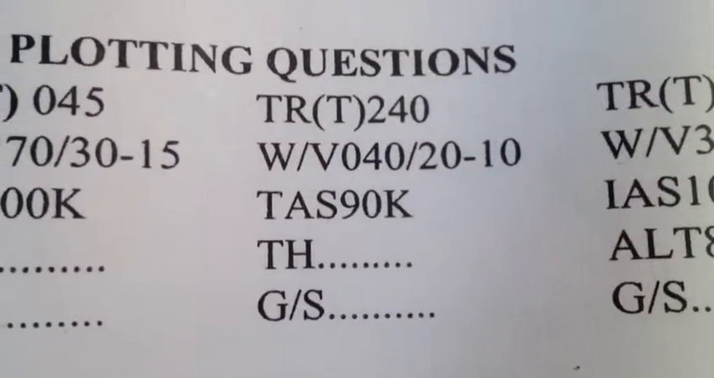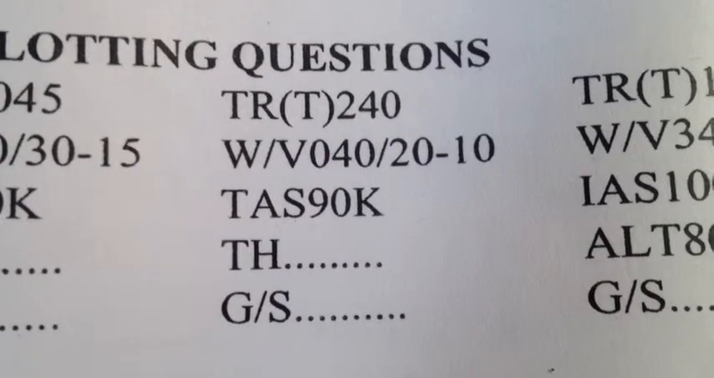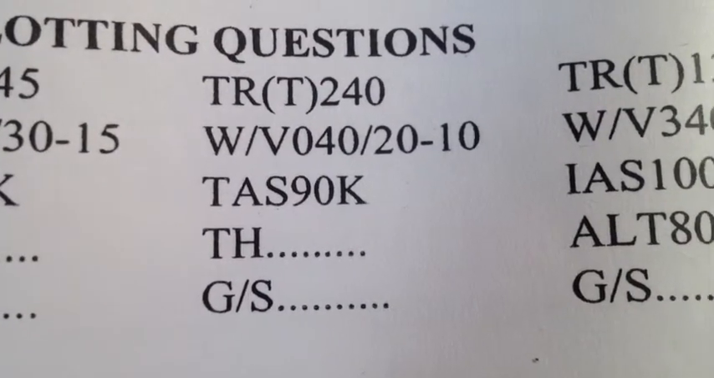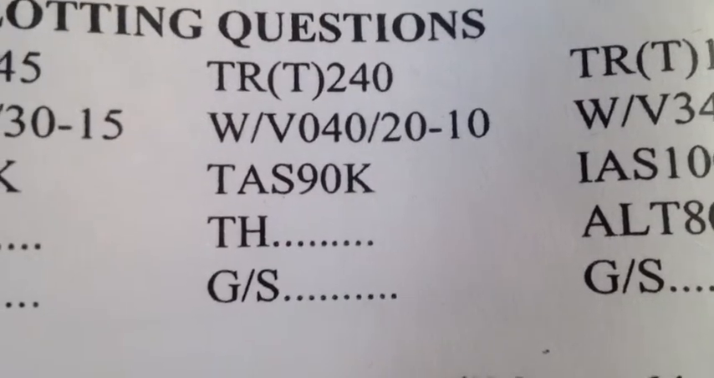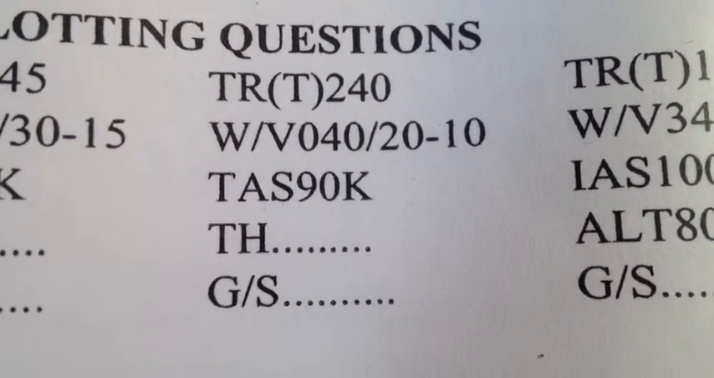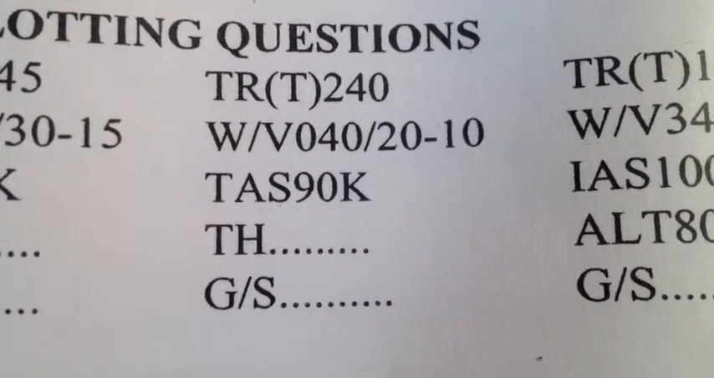Okay, problem number 2 is the same type of problem. Different track. Track true is 240. Wind velocity is 040 at 20 with a temperature of minus 10. Our true airspeed is 90 knots. Given those parameters, what is our true heading and what is our ground speed?